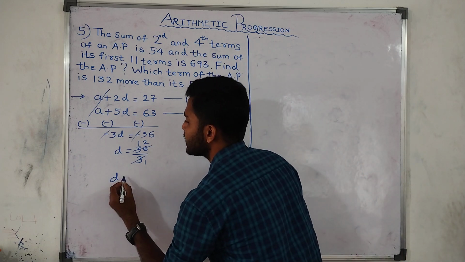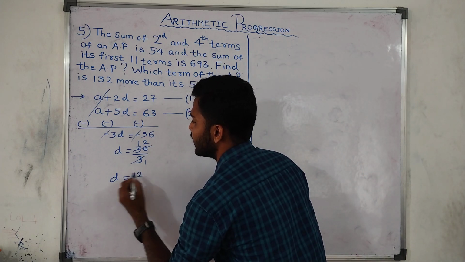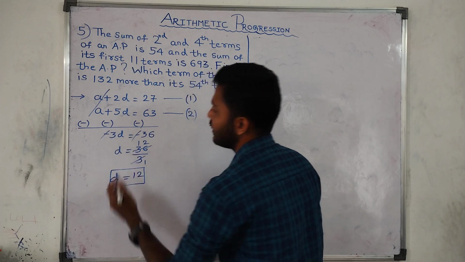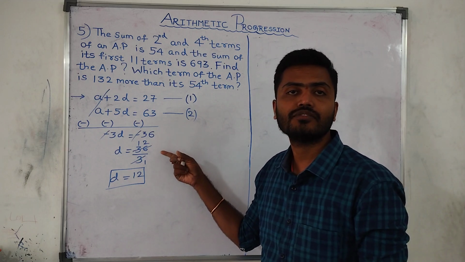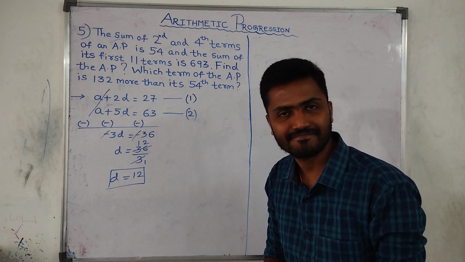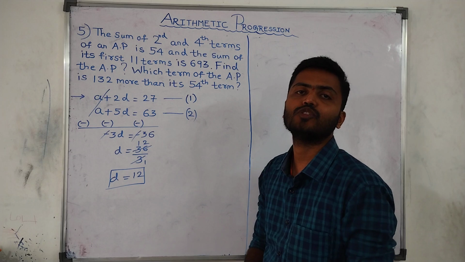Okay. So 36 divided by 3, you are going to get the value of d as 12. So now substitute the value of d in equation 1 or equation 2. Okay. So that will give you the value of a.